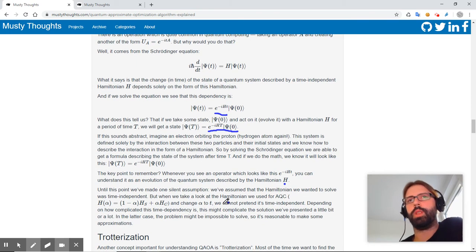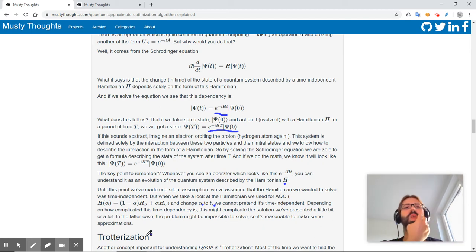Because it's the evolution with time, right? So until this point, we've made one silent assumption. We assumed that the Hamiltonian we wanted to solve was time independent. But when we take a look at the Hamiltonian we use for AQC and change alpha for t, we cannot pretend it's time independent. Depending on how complicated this time dependency is, this might complicate the solution we've presented a little bit or a lot. In the latter case, they are impossible to solve.